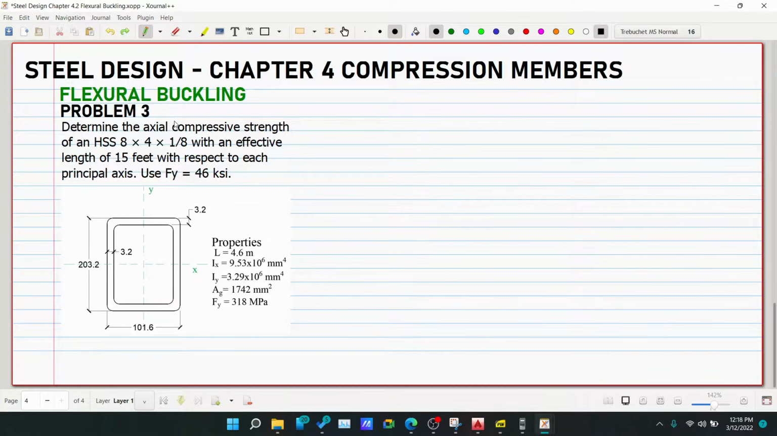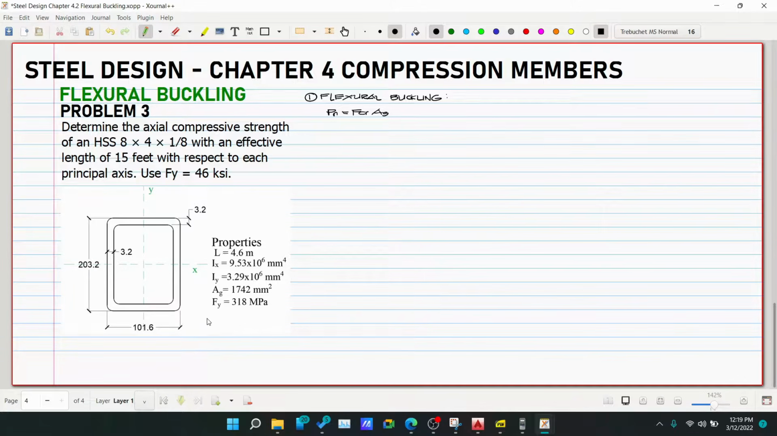Anyway, since nasa flexural buckling tayo, kailangan pa rin natin makuha yung ating nominal strength in terms of flexural buckling. Tapos saka natin kukunin yung nominal strength in terms of local buckling. Okay? So number 1 muna tayo. Dito tayo sa flexural buckling, which is yung ating overall buckling. Okay? Yung ating Pn is equivalent to Fcr multiplied by Ag.